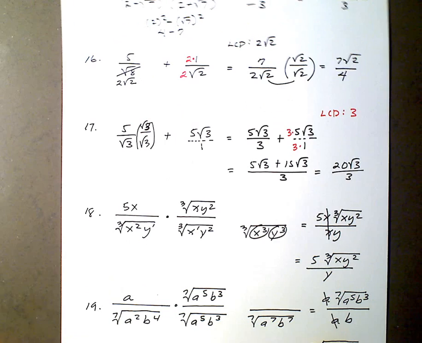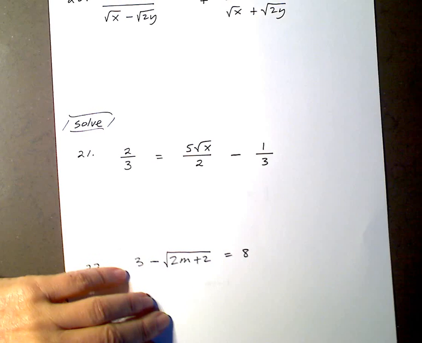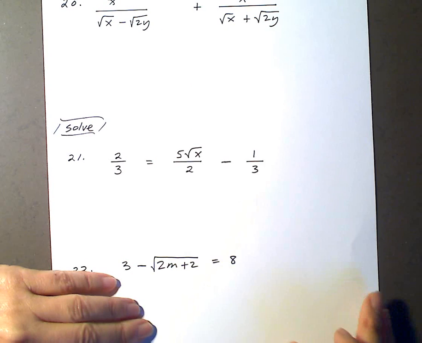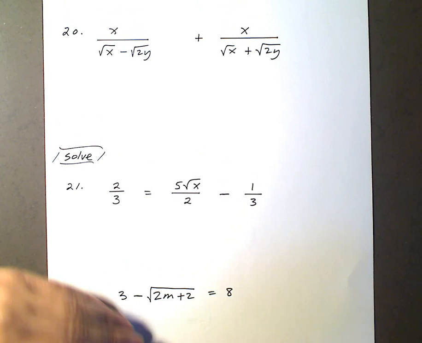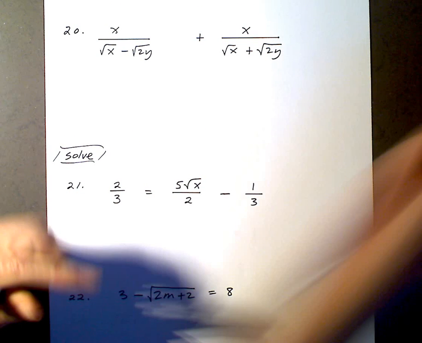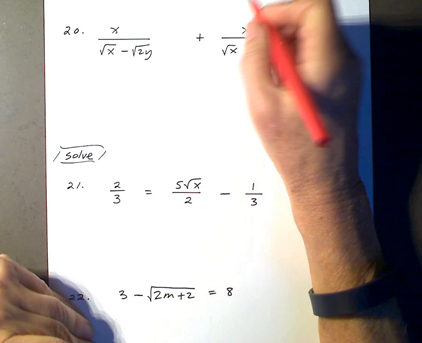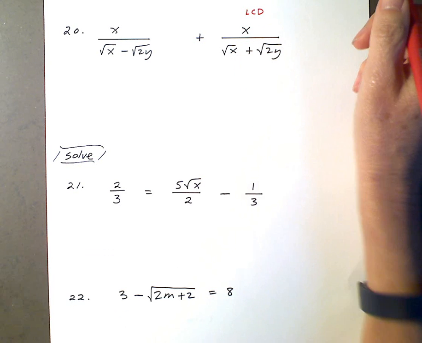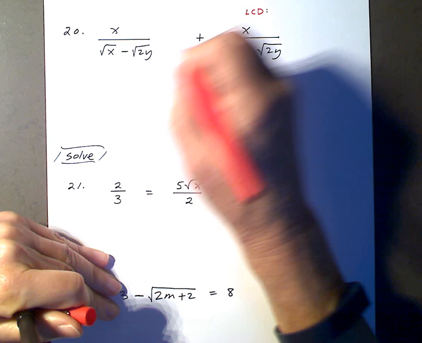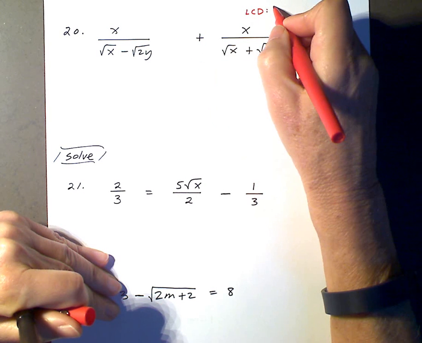Okay, going to number 20. I have binomials in my denominators. I think rather than try and rationalize those, I notice that those are conjugates. So I'm going to write my lowest common denominator here. These are different terms. It's going to be the product of these two conjugates.